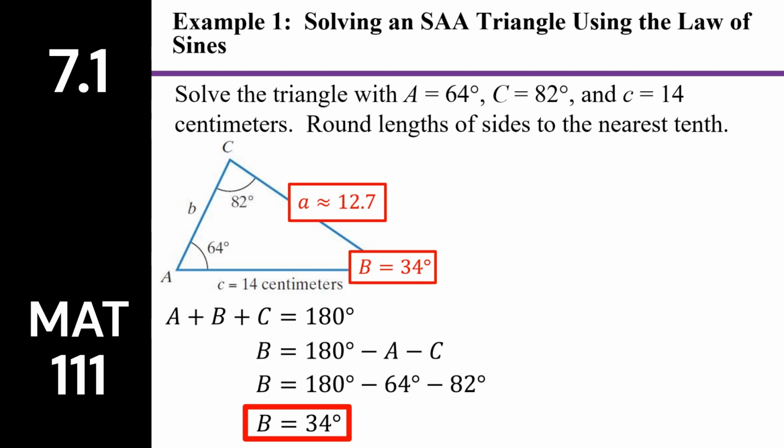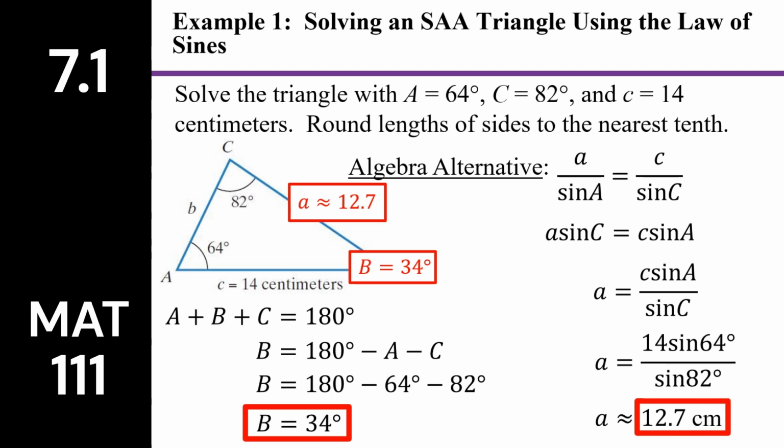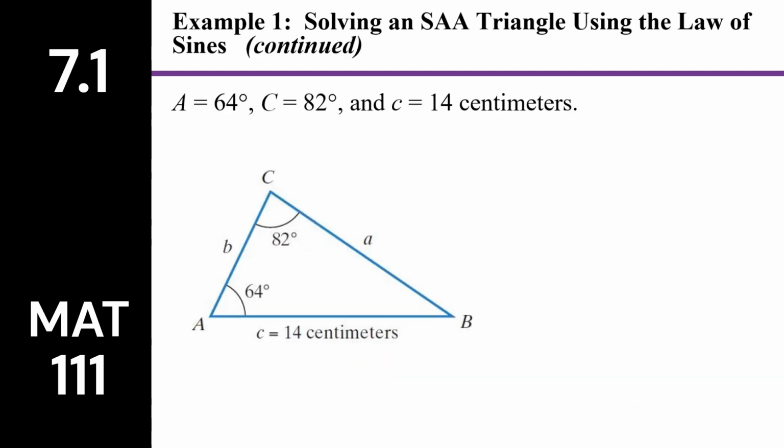Before moving on, I want to show an alternative algebraic approach. We are going to still find side a again, but this time we're going to cross multiply and divide by the sine of C before substituting in our values. And now we'll substitute in the values and use our calculator, and you'll see we get the same answer. Here are the 2 approaches side by side. On the left, we substituted the values first and then solved for a. On the right, we did the algebraic manipulations and then substituted. Use whichever you prefer.